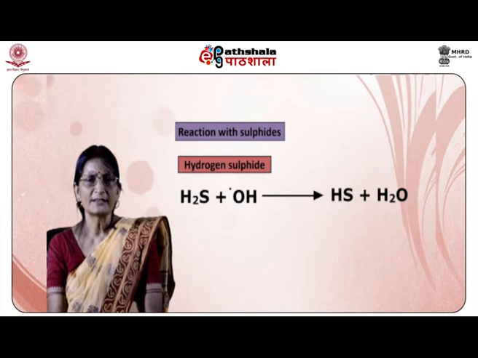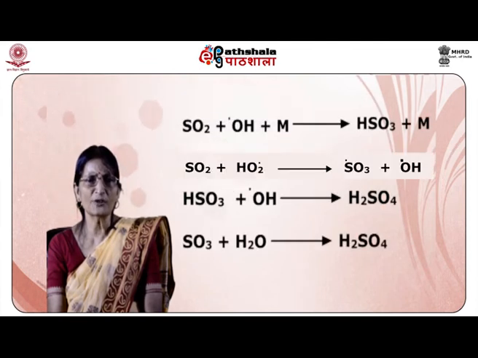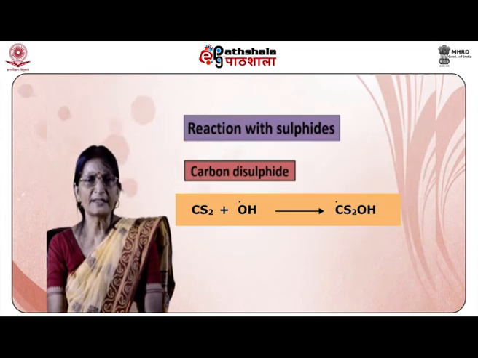Hydrogen sulfide reacts with hydroxyl radical to give hydrogen sulfide radical and water. The product so formed is oxidized in turn by sulfur dioxide through a number of reactions, and finally sulfuric acid can be formed. Carbon disulfide, on oxidation by hydroxyl radical, results in the formation of carbonyl sulfide and sulfur dioxide in equal proportions.